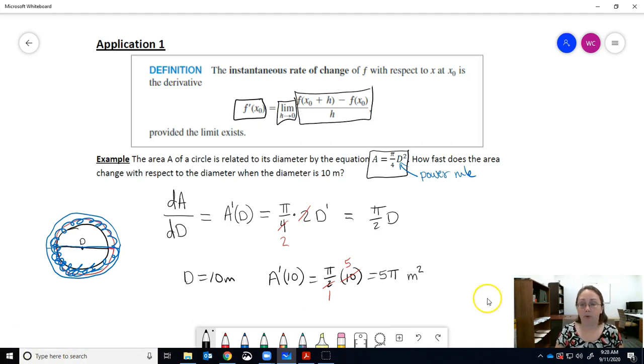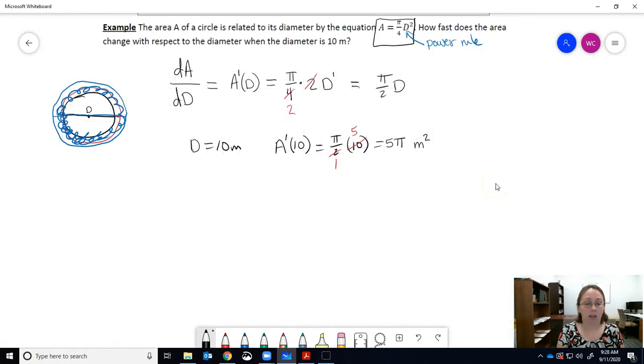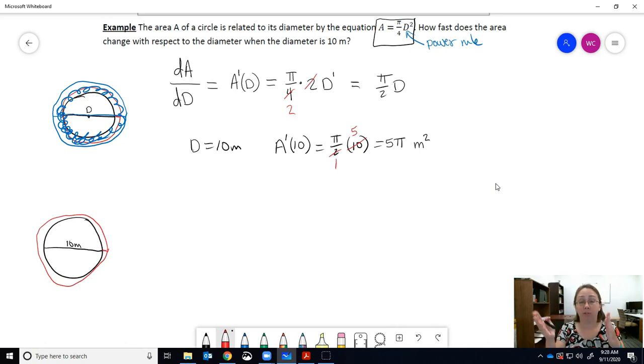Okay, let me see if I can help you understand what this is saying. If our diameter is at 10 meters, and we want to know how fast our area is going to change, this is telling us that if our diameter is just a tad bit more, just a little bit, a small change is all we're talking about when we talk about derivative, then our area will increase by 5 pi. So if diameter increases by just a little bit, area is going to increase by 5 pi. That's quite a bit for every little bit that the diameter increases by.